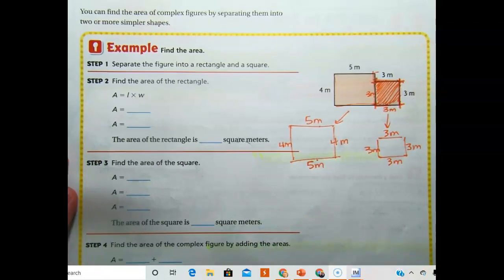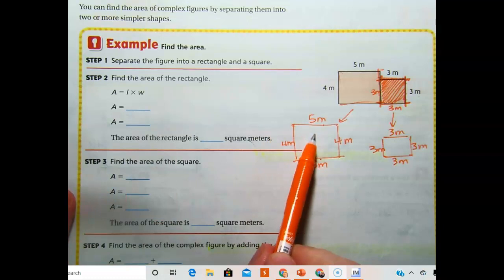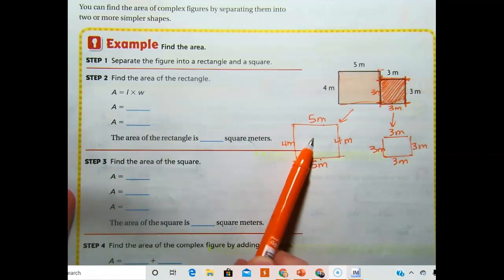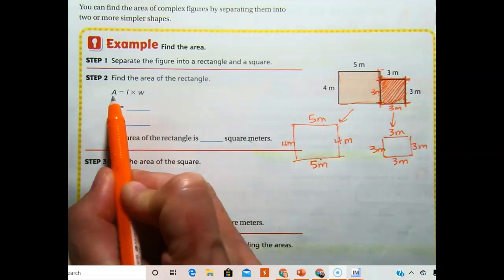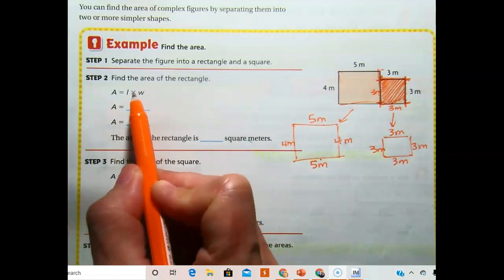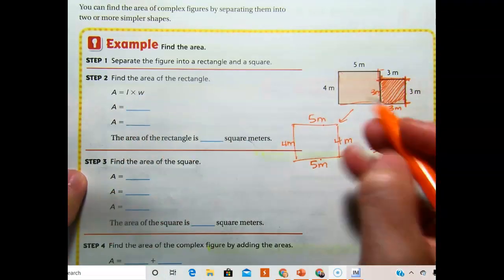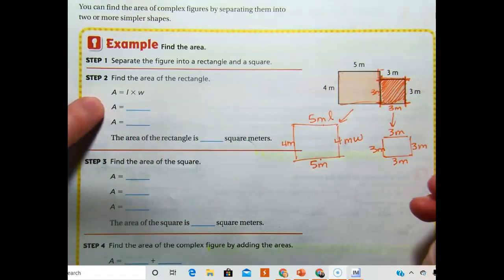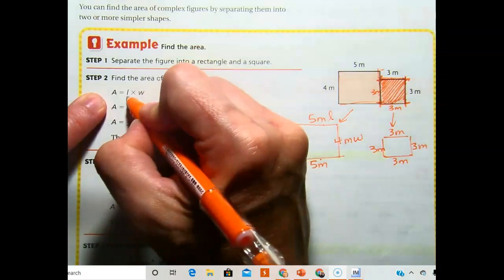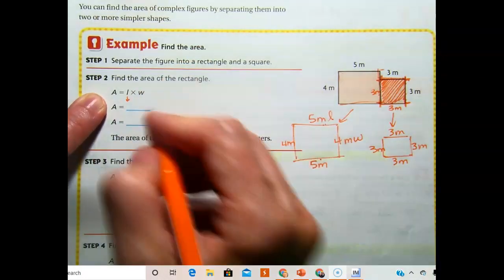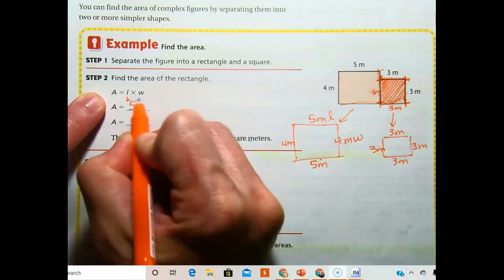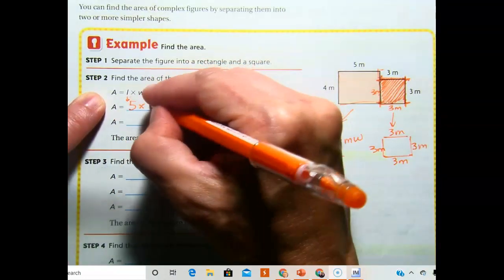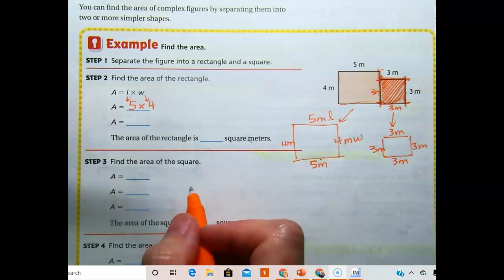Okay, so let's work on this first shape. It says find the area of the rectangle, and that's what this is. Okay, so again, it says A equals L times W, and what that means is length times width. So here we have our length, and this could be our width. All you have to do, again, is just replace those values. Your length is 5. We're going to multiply that by our width. Our width is 4, and that's a simple calculation.